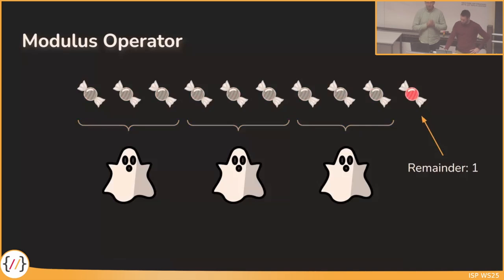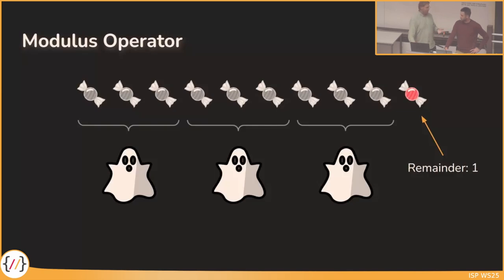We call it the remainder. And this is the one that we can keep, because we gave all of our friends 3 candies equally. But since we have 10 candies and we have 3 friends, each of them getting 3 candies, there will be one that is left over.